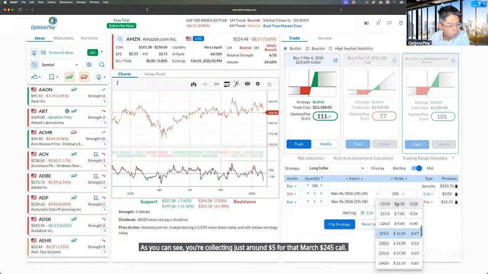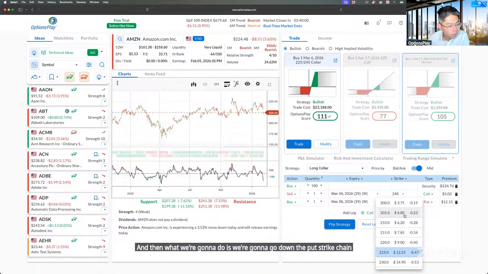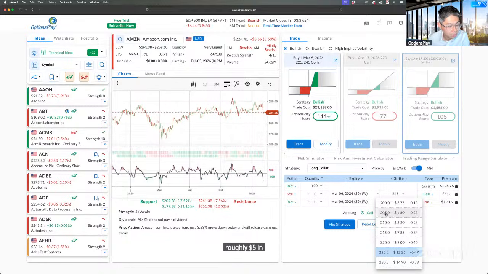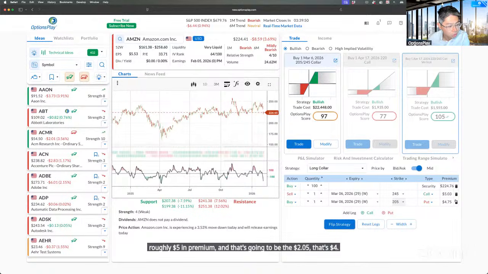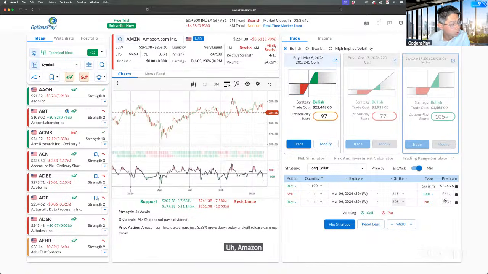And then what we're going to do is go down the put strike chain until we find the strike price that's closest to roughly $5 in premium. And that's going to be the 205, at $4.80. So as you can see, that's how I'm going to be able to put on essentially a zero cost collar for Amazon, given the current prices.